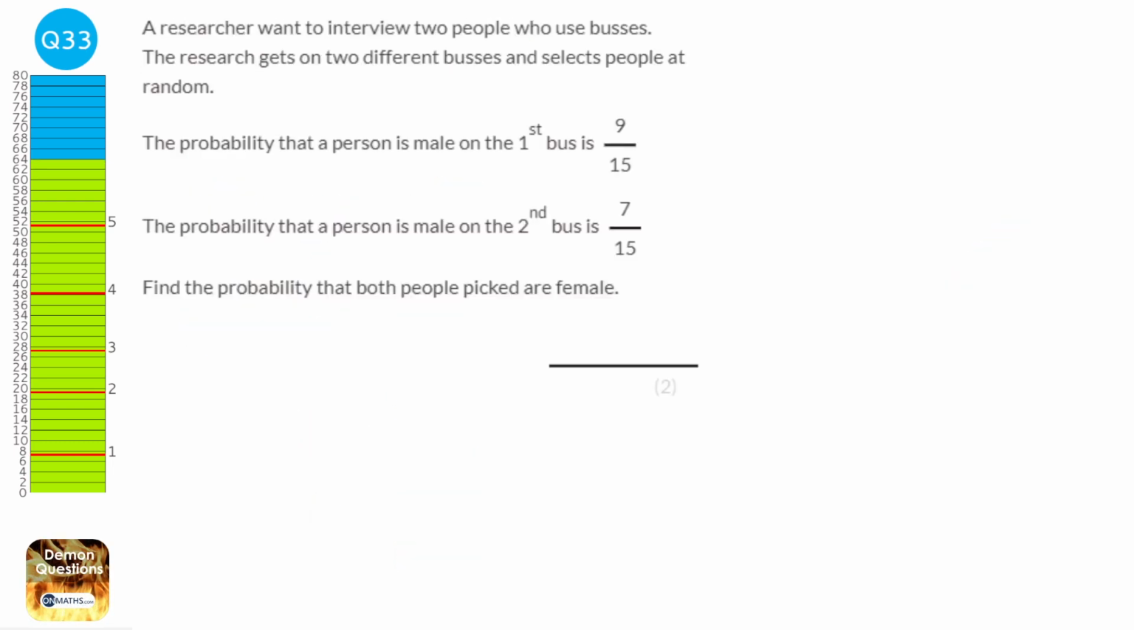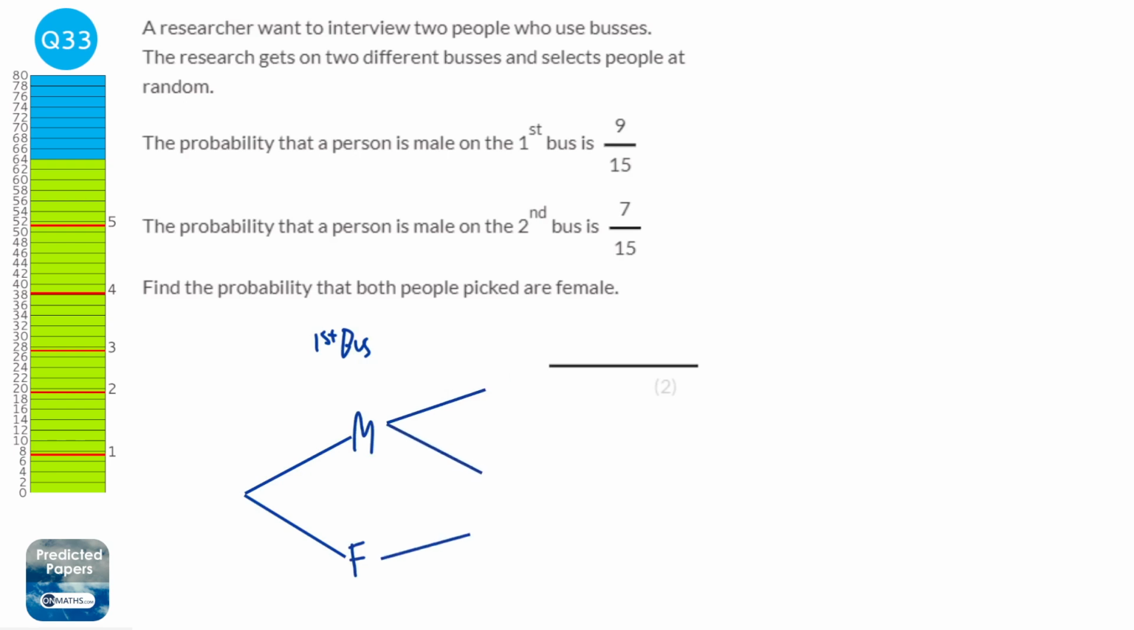There are a few different ways you could answer this question. I'm going to do it with a tree diagram, but you didn't need to draw a tree diagram to answer this question. So we've got our first tree, which is our first bus, and the choices are male and female. And we've got our second kind of branch, I suppose, and it's still male and female, and this is our second bus.